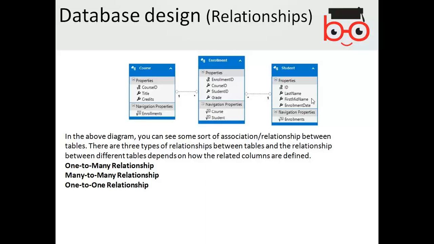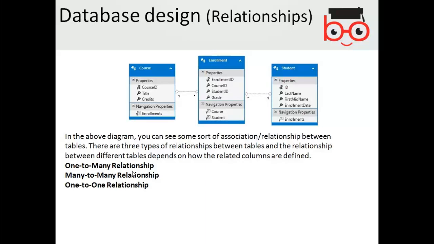So now look at the database design relationships. In the above diagrams, you can see some sort of associations, relationships between the tables. There are three types of relationships between the tables, and relationships between different tables depend on how the related columns are defined. One to many relationship means on one side there is one, and on the other side there are many. Another one is the many to many relationship, and the third is the one to one relationship.